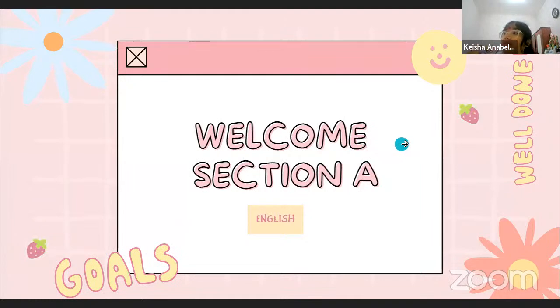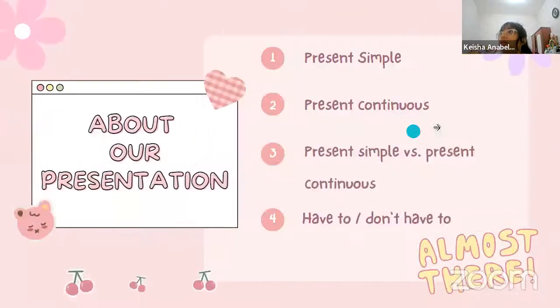Today, me and my team are going to present about present simple, present continuous, present simple versus present continuous, and have to, don't have to.